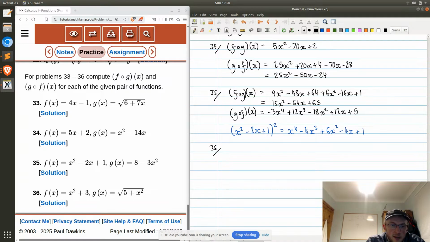Now for problem 36. I'm going to do f of g of x. So we're going to pick up g and put it in f. So we square that out, and we just get what's underneath the square root sign. So x squared add 5 add 3, which is x squared add 8. And then g of f of x. So we pick up f and put it into g. So we have to square x squared add 3, which will be x to the 4 add 6x squared add 9. But then we have to add on 5. So it'll be x to the 4 add 6x squared add 14.